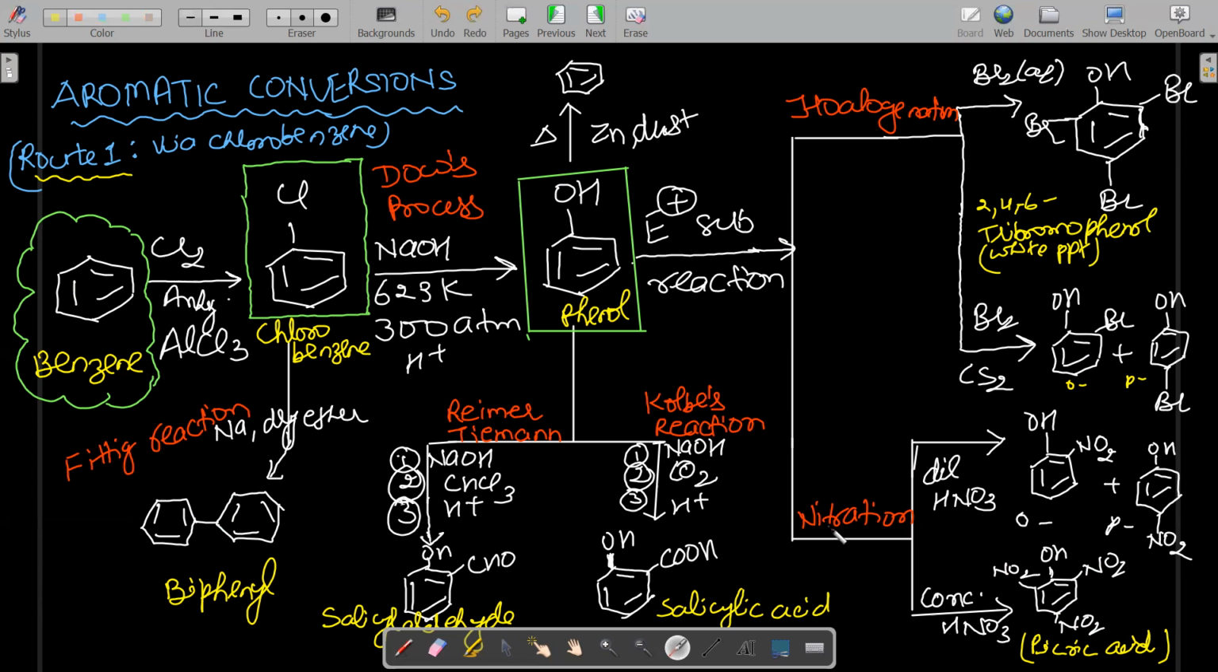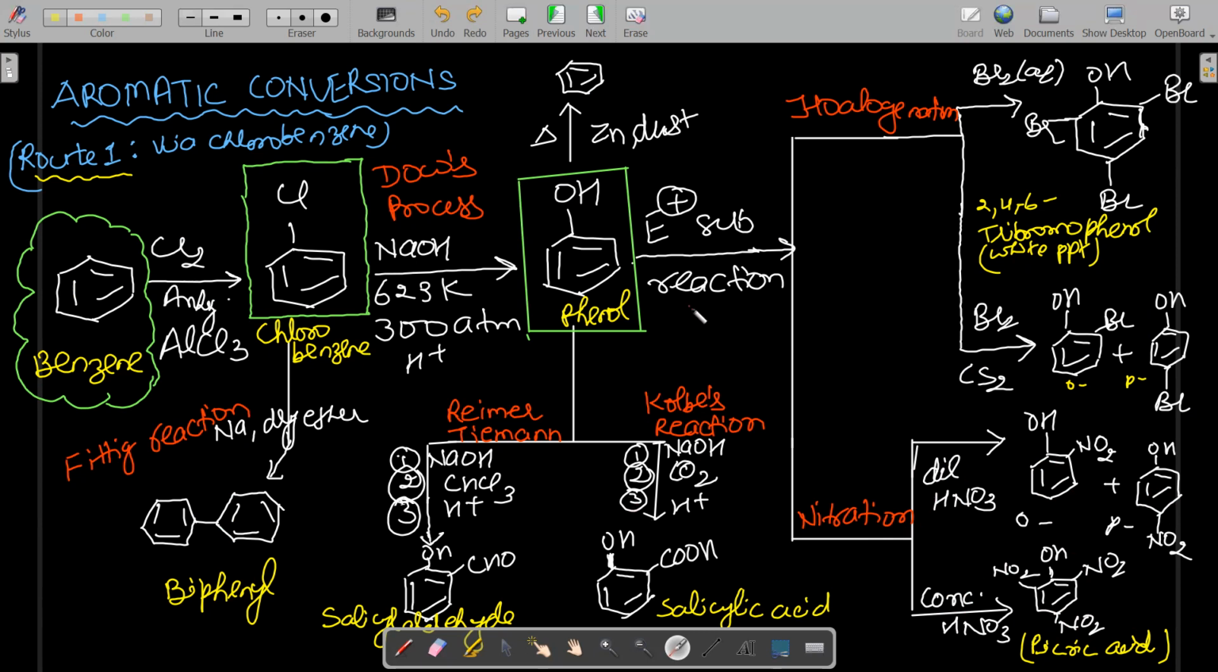So here also, in the nitration reaction, there are two conditions and we are getting two different types of products. In case of dilute, we are getting a mononitro product. In case of concentrated, we are getting trinitrophenol. Okay, so these two reactions.